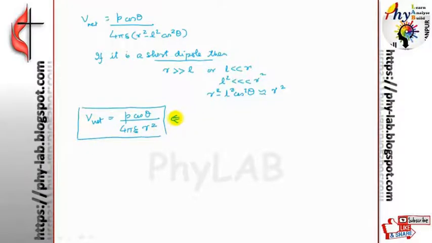So this happens to be the expression for the electric potential due to a short dipole.